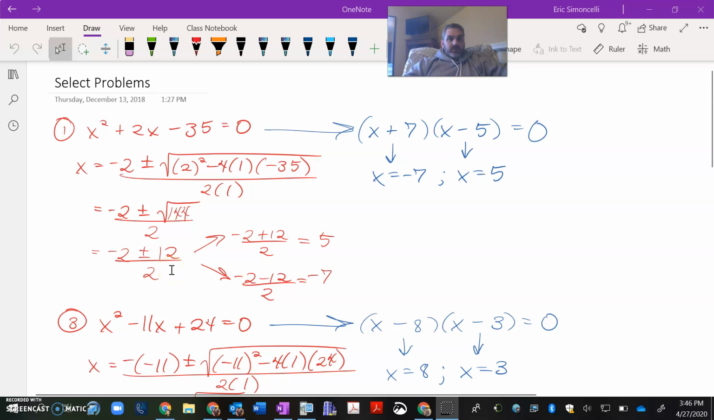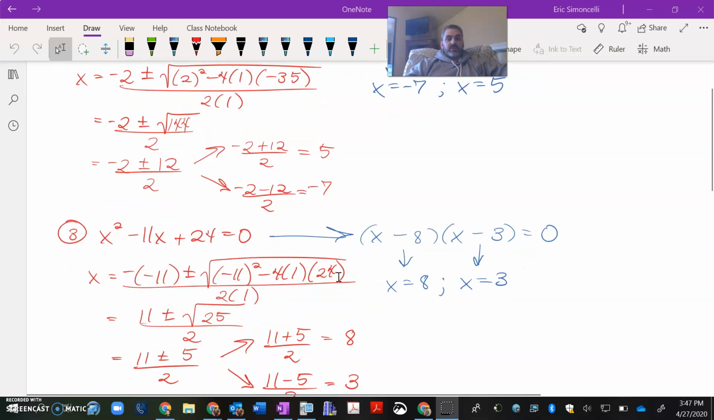Negative 2 plus 12 over 2, that's one solution, which ends up being 10 halves or 5. And then negative 2 minus 12 over 2, which ends up being negative 14 halves or negative 7. Predictably, we got these two solutions, based on the factors also from what we saw earlier. Again, that being the easier approach in blue. But in red, we do need to prepare ourselves for that possibility. And again, the directions told us to use the quadratic formula anyways.